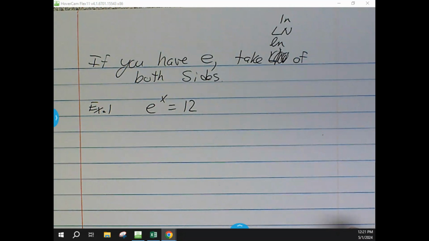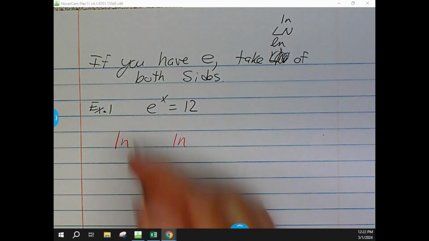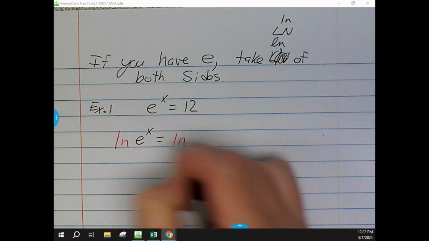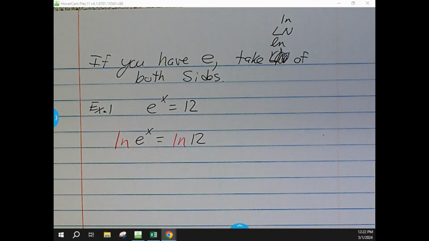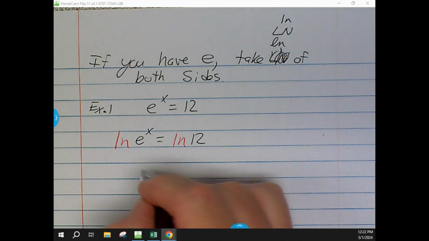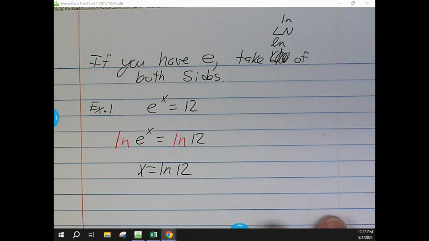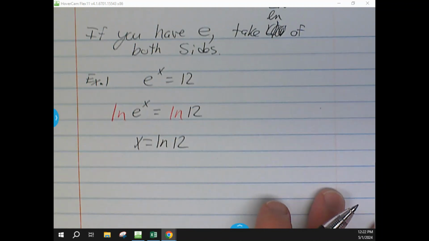Okay, and this one, again, pretty quick on these. You got e to the x equals 12. So all we're going to do is take the ln of both sides. All right, again, on the left-hand side, the ln and the e knock each other out. That's going to leave it just x equals ln 12.